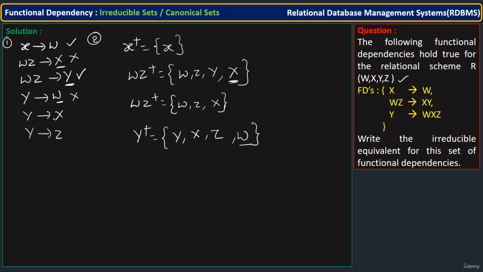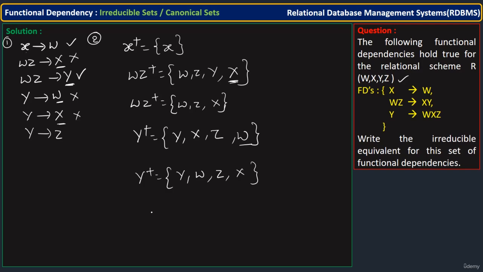Next, come for this one. Again Y closure, without having this FD, we must generate X. So Y generates Y, of course, and here Y generating W, here Y generating Z. Now WZ generating X, so note that down. So what is our understanding? It is generating X, so this is also not required.